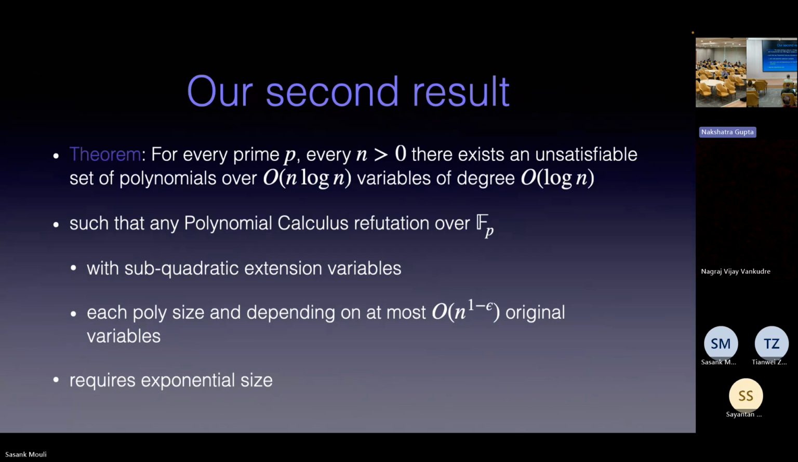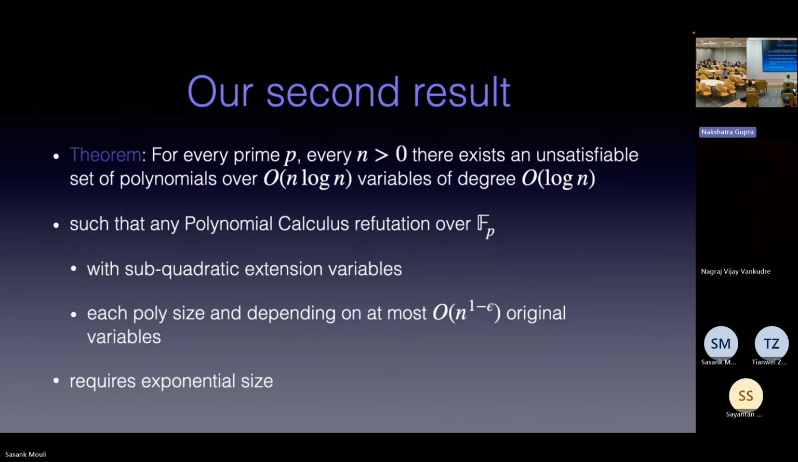But there is this additional little caveat that the extension variable has to be polynomial size, so it cannot be very huge. When written as a polynomial, it cannot be too huge. It has to be a polynomial sized polynomial, basically. The number of monomials has to be poly size, but with poly size, it can depend on very close to all the variables, and we still show lower bounds for PC with these kinds of extensions.